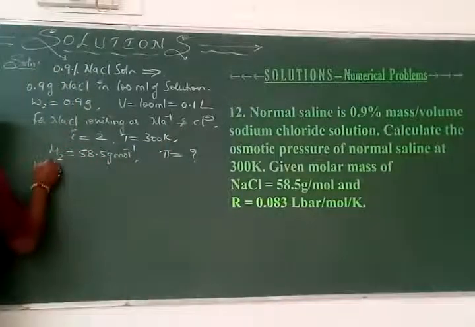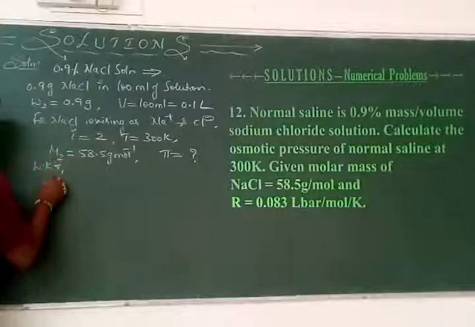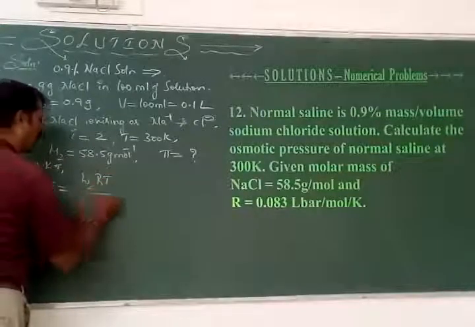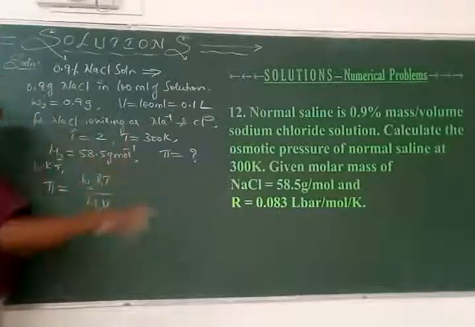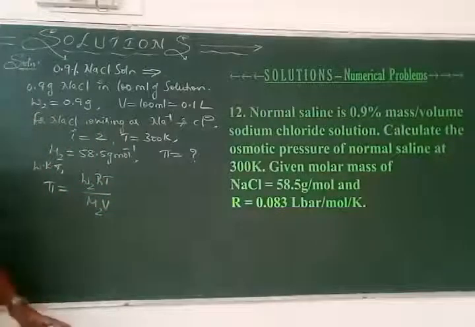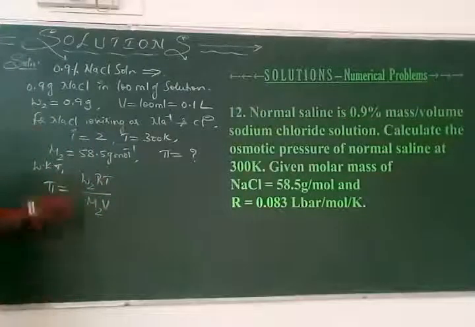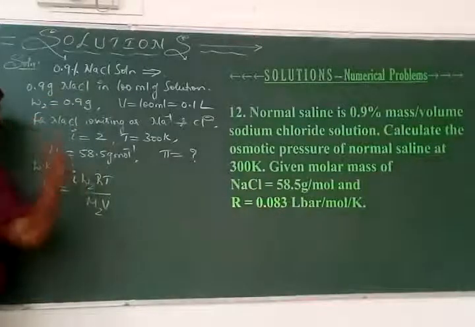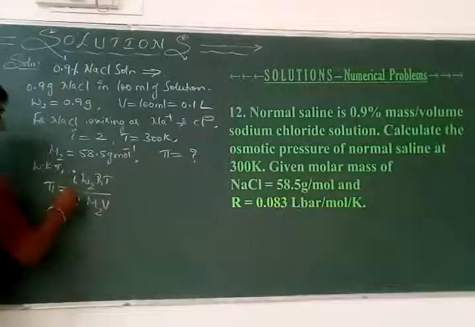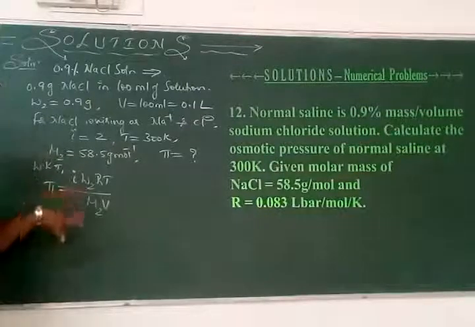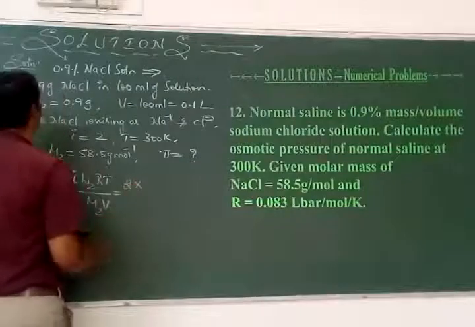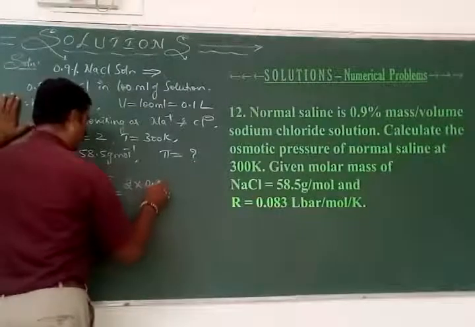So first, we know what the formula is. Pi is equal to W2RT divided by M2 into V. It is a general formula first with a non-electrolyte nature. As NaCl is an electrolyte, we just have to have another term that is called i. Pi is equal to i into W2RT divided by M2 into V. What is i here for NaCl? It is 2. What is W2? 0.9 grams.